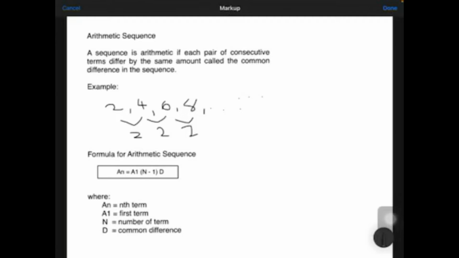We have a formula to find the nth term of an arithmetic sequence: a sub n is equal to a sub 1 plus n minus 1 times d, where a sub n is the nth term, a sub 1 is the first term, n is the number of terms, and d is the common difference. So we just have to remember the formula if we have an arithmetic sequence and get asked to find the nth term of the sequence. This is our problem.